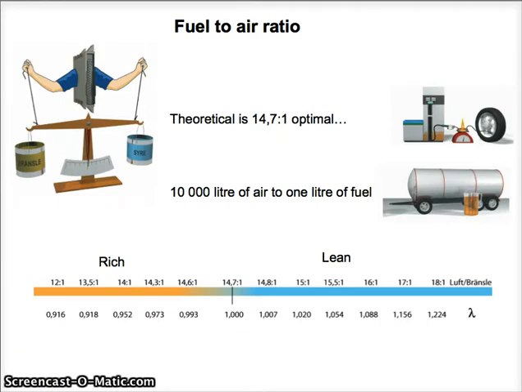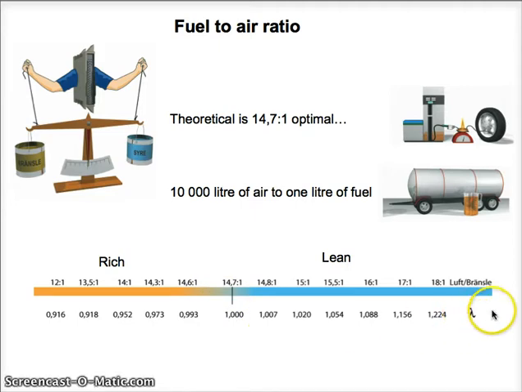Another important thing regarding engines and combustion is the fuel to air ratio. In theory, the optimal point, the stoichiometric mixture, is 14.7 parts of air to 1 part of fuel by weight. But you should remember that air is very light. It's only 1.3 kilograms per cubic meter, so it corresponds to about 10,000 liters of air to 1 liter of fuel. When talking about mixtures, you either talk about the ratio or the lambda value.